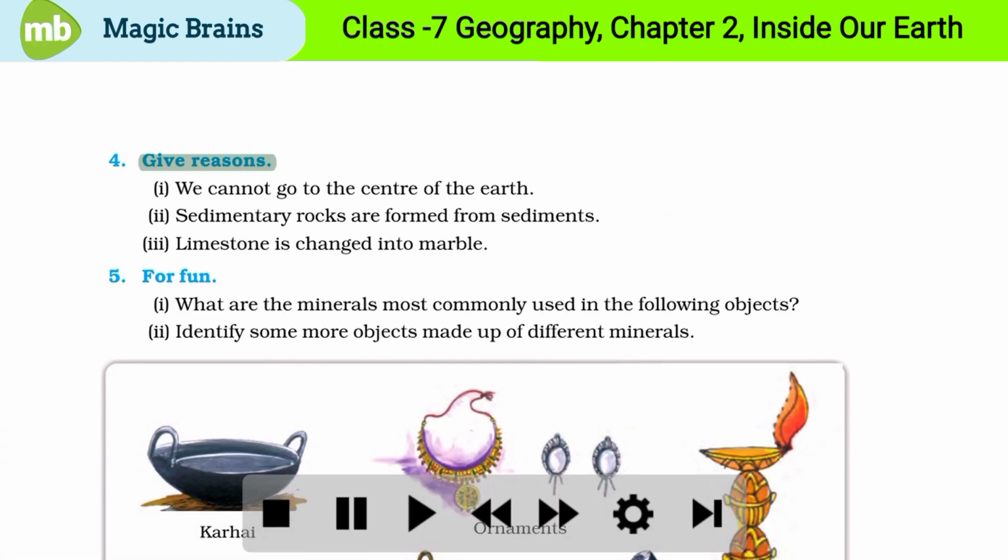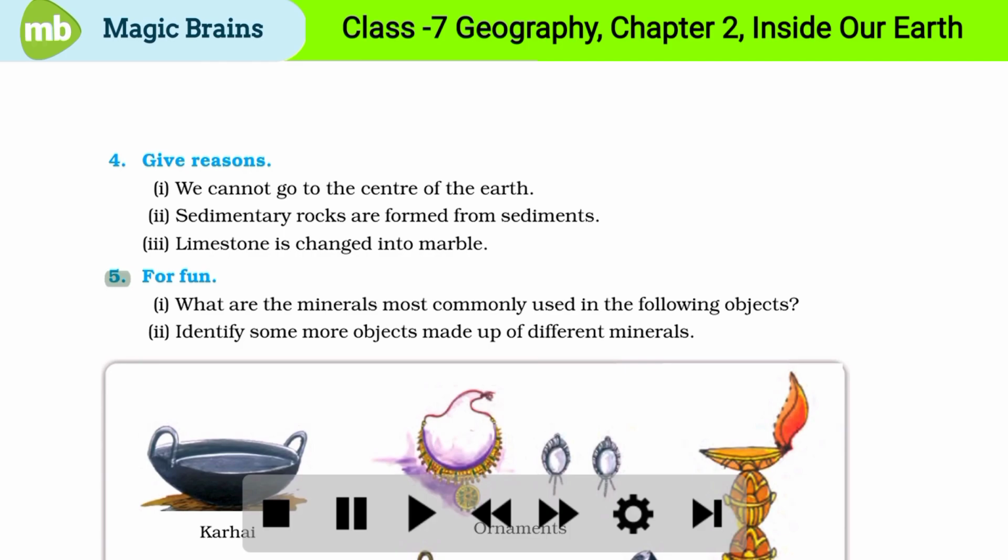Page 11. 4. Give reasons. Part 1. We cannot go to the center of the earth. Part 2. Sedimentary rocks are formed from sediments. Part 3. Limestone is changed into marble.